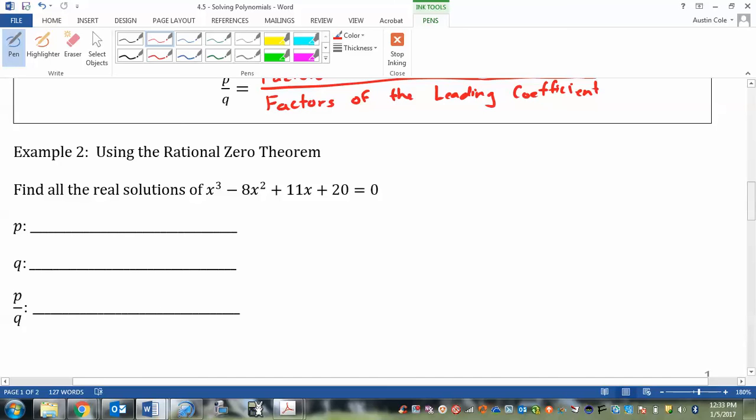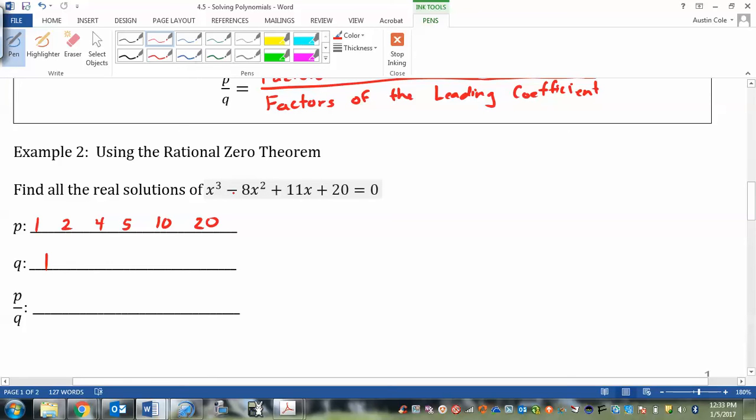So what are p? p would be factors of our constant, right? So factors of 20 are 1, 2, 4, 5, 10, and 20. Those are factors of 20. And q is factors of our leading coefficient. What's our leading coefficient here? There's a 1 there, isn't there?